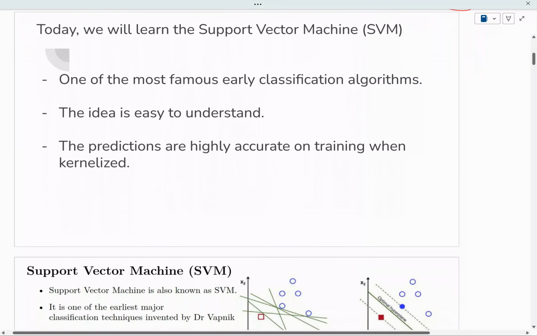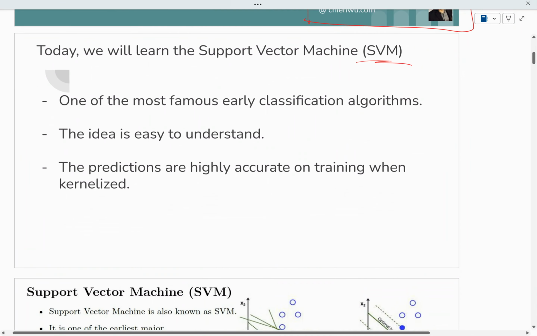So, support vector machine, SVM. It was one of the most famous early classification algorithms. The idea is pretty easy to understand, and the predictions are really accurate. It did a really good job, especially when we do this thing called kernelization.